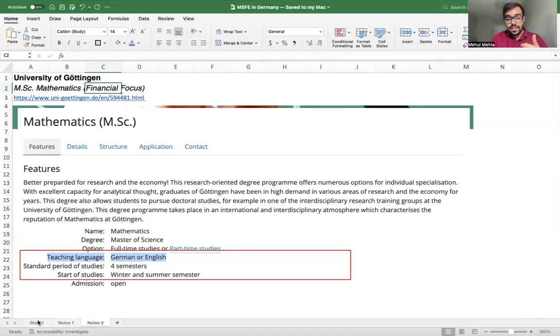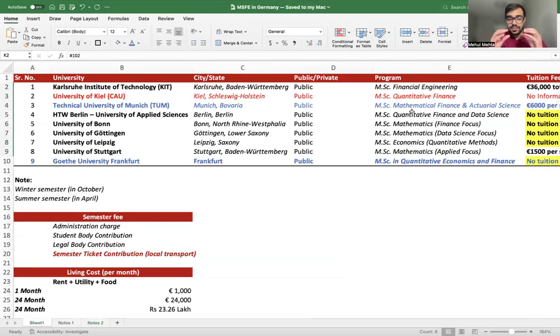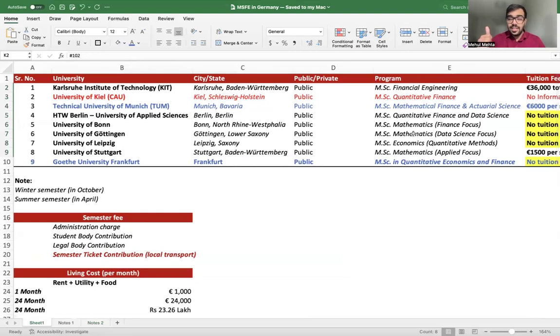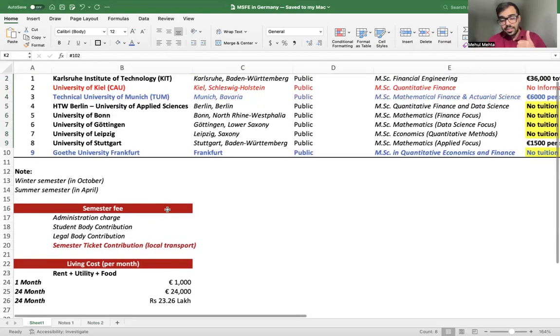So what's the takeaway? Make sure that when you are researching Germany, or a master's program in quantitative finance or any master's program in Germany, you reach out to all the universities and ask them what the teaching language is. Is it English? Is it German? Is it completely German, or completely English, or a mix of both? All right, this was your first takeaway.